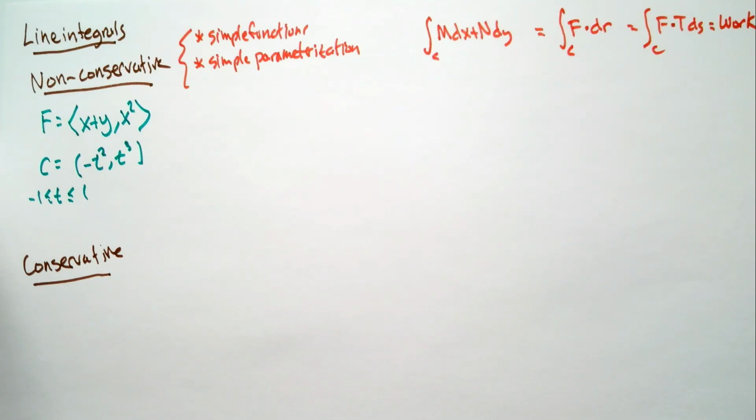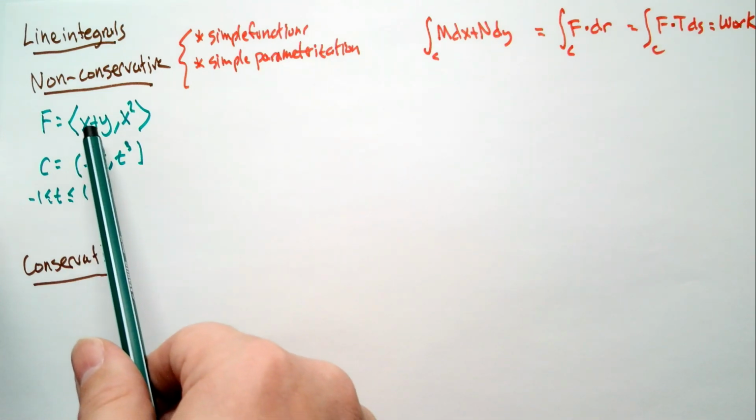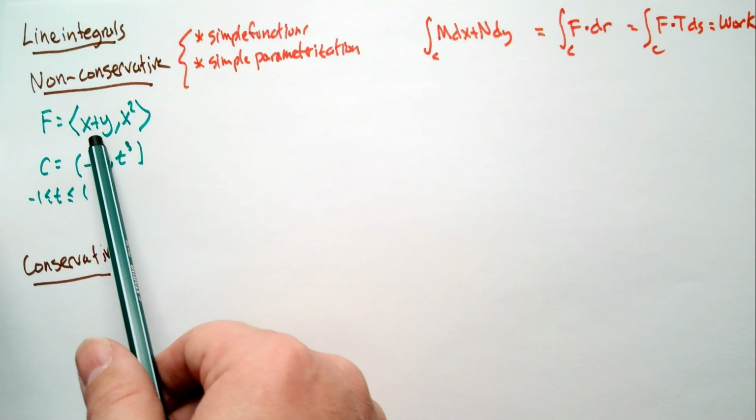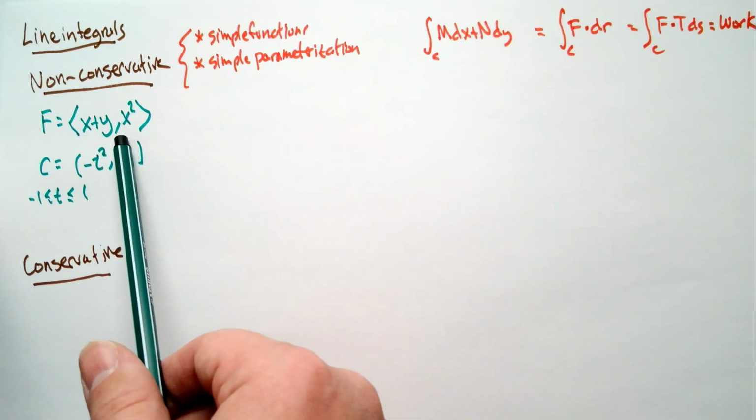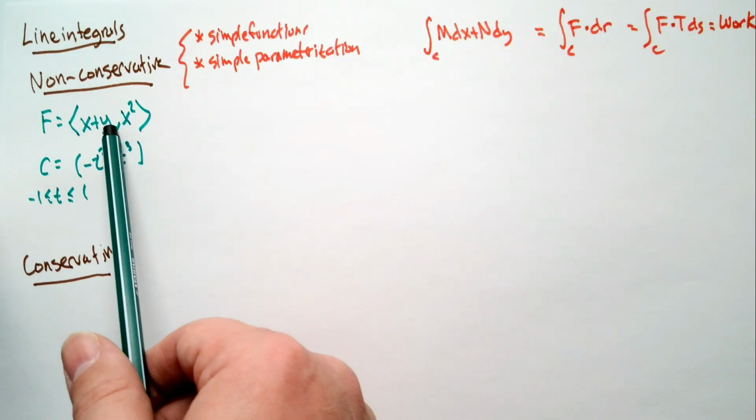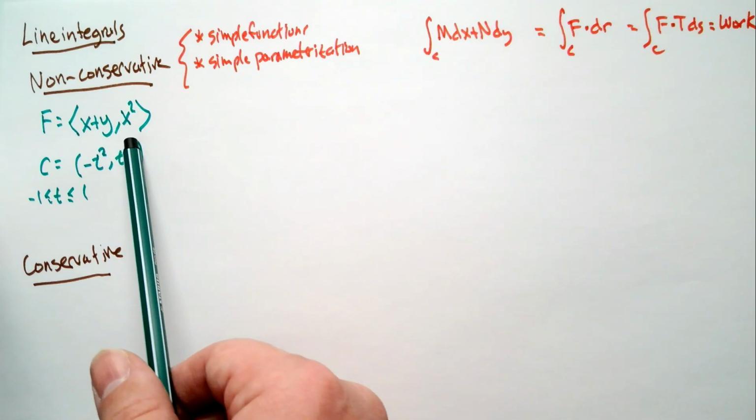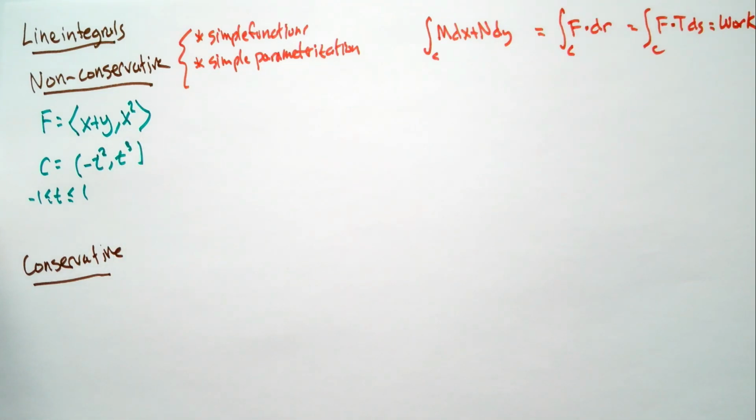There's another way to test if something's conservative, which is you come to your first entry and you say, what's the derivative of this with respect to y? What is the derivative of x plus y with respect to y? It's 1. Go to your second entry. What's the derivative of x squared with respect to x? 2x. If those don't match, not conservative, don't try anything that's a conservative technique. Okay, so we're doing non-conservative techniques.